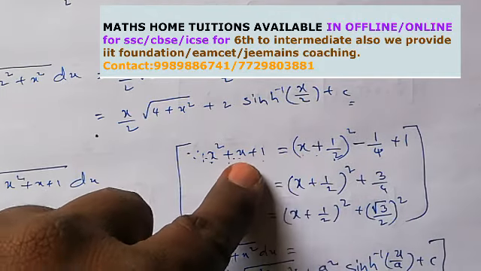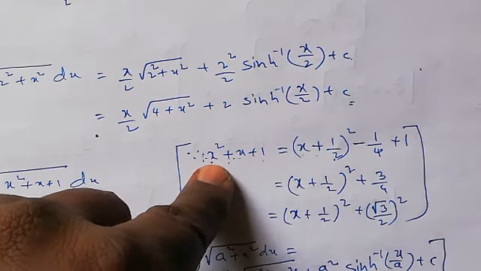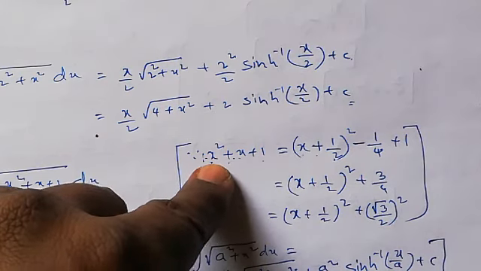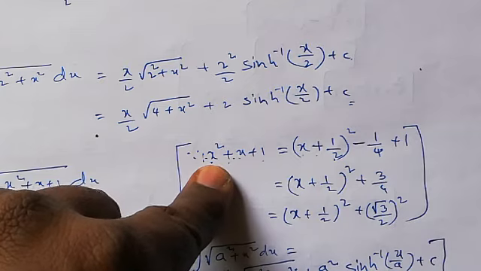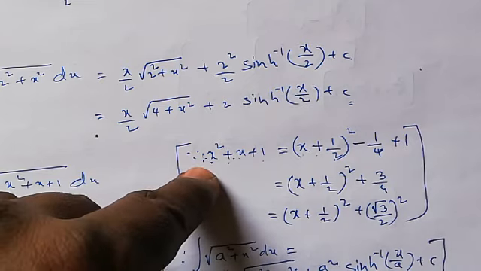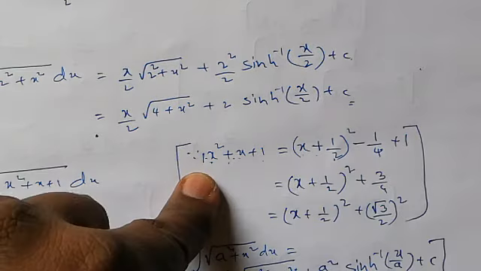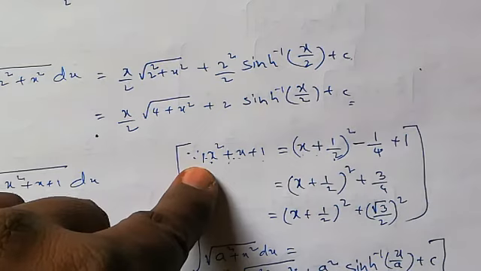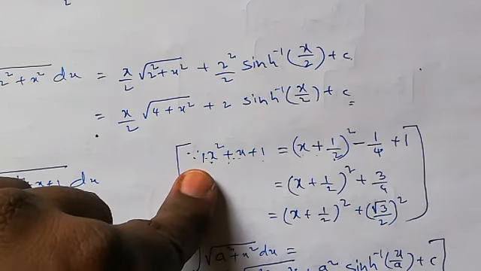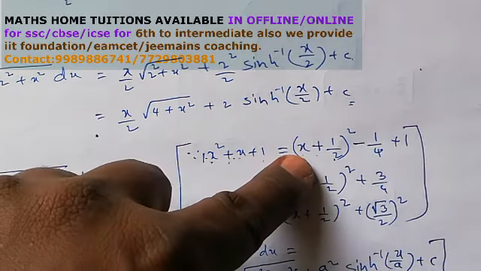Before that, remember the given expression is a monic quadratic expression. Why I am saying monic: the highest degree is x square, and its coefficient is nothing, meaning 1. Here I am writing 1 for your understanding. When the highest degree coefficient is 1, such expressions are called monic expressions. Now I am converting this into complete square form.